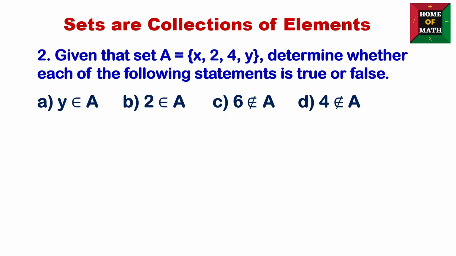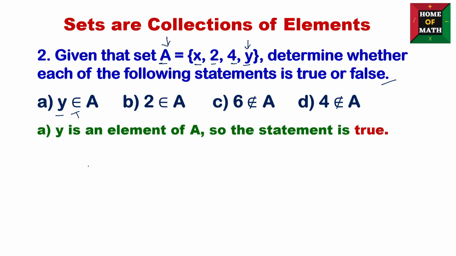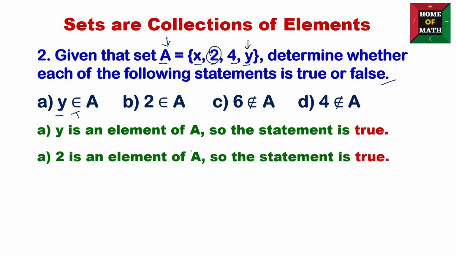Number 2. Here is also a set A: X, 2, 4, Y are objects or elements of A. Now determine whether each of the following statements is true or false. Y is an element of A. So the statement is true. Okay, Y is an element of A, so the statement is true. 2 is also an element of A. So this one is also true.